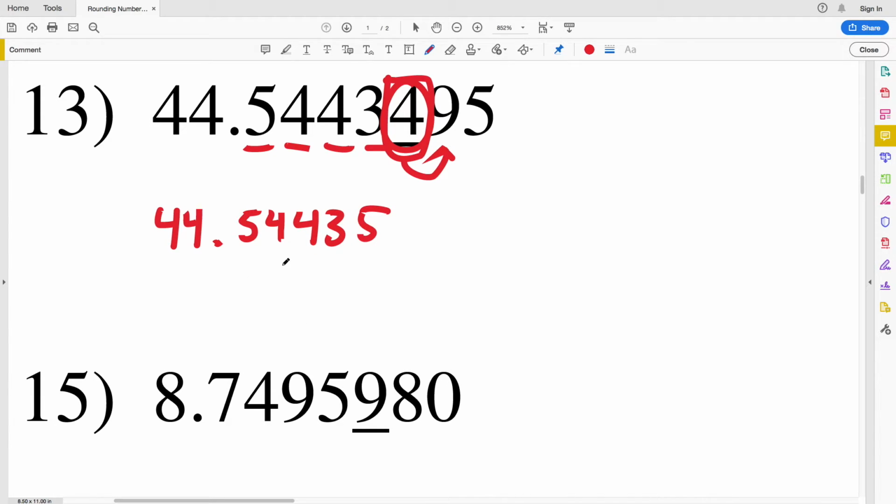So this is 44 and 54,435 hundred thousandths. So again, that's 44.54435.